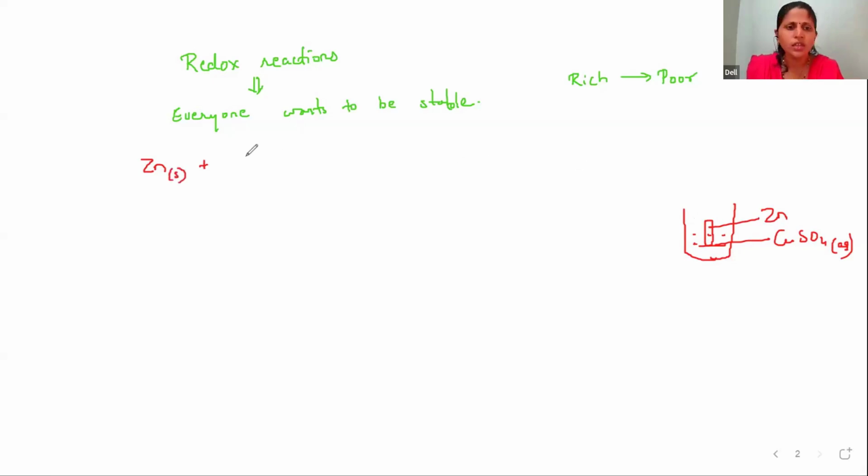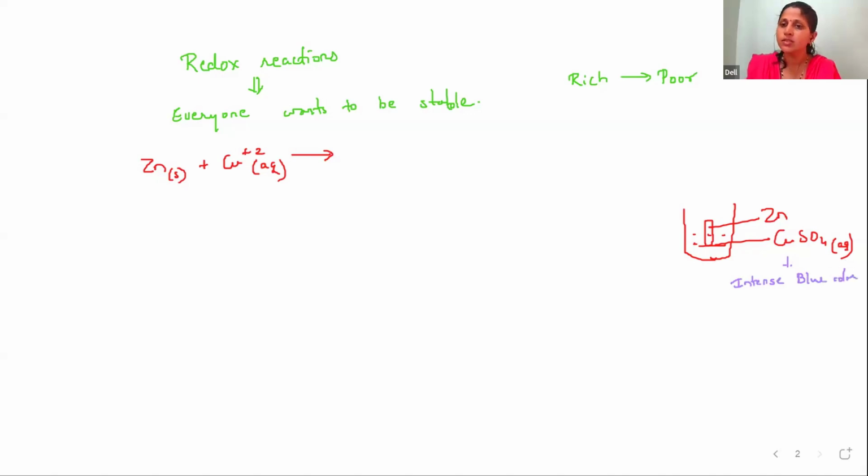copper sulfate, there is Cu+2. So this is in aqueous condition. I'll write it like this. So what happens here is, if you observe the reaction, let's not go to the chemical form now. See, in the reaction, carefully observe, the copper sulfate solution is an intense blue color.